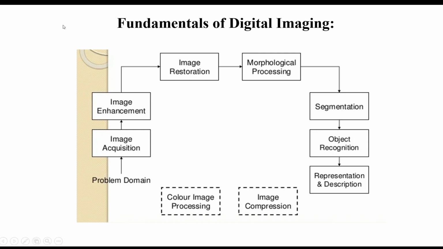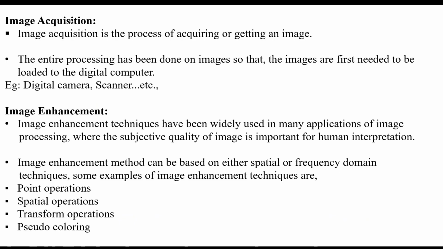Here we have firstly image acquisition, image enhancement, image restoration, morphological processing, segmentation, object recognition, representation and description, image compression, color image processing. Okay, these are the fundamentals of digital imaging. Let's see them one by one. First one is image acquisition.